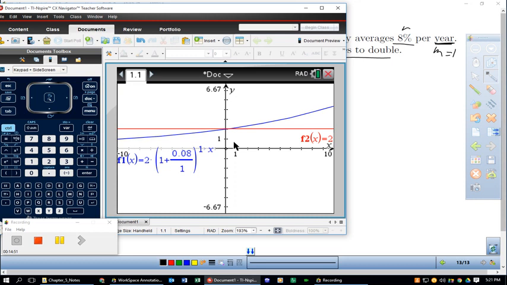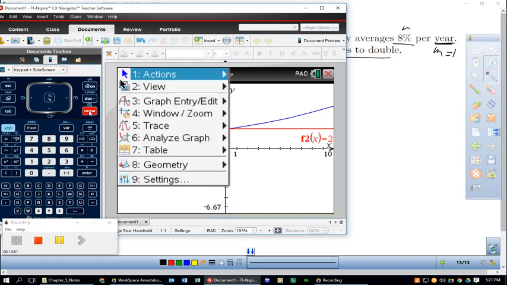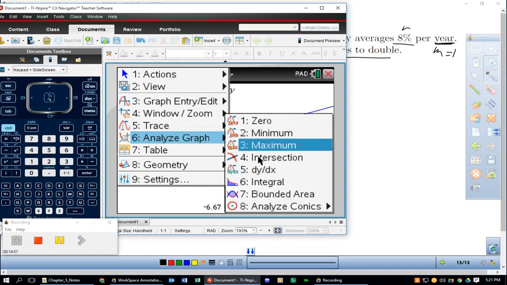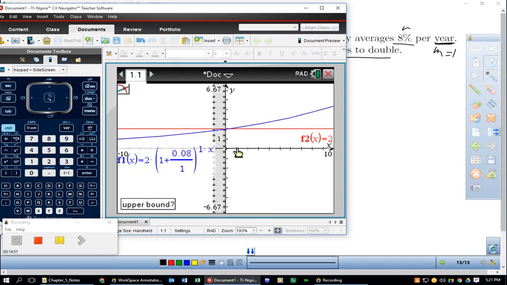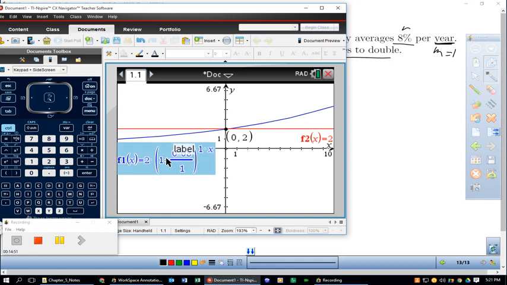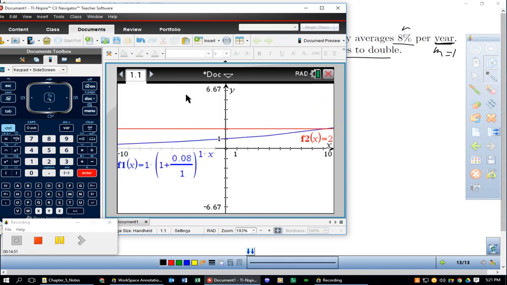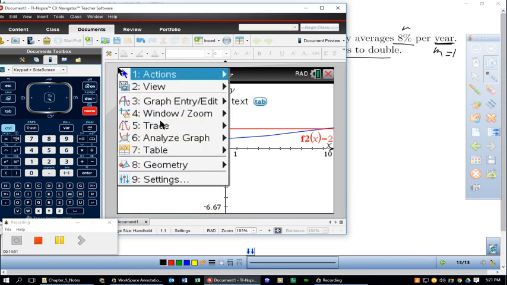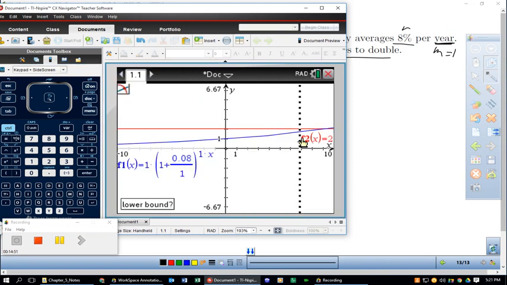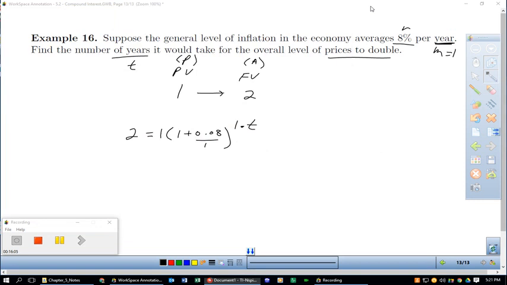So we don't know when that's 2. So let's see here. Menu, analyze graph, intersection, 0, 2. Oh, I made a mistake there. This equation is not right. Change that to 1. Alright, there we go. Now, menu, analyze graph, intersection between here and there. And let me move that out of the way. 9.01. Okay, so our time is 9.01 years.